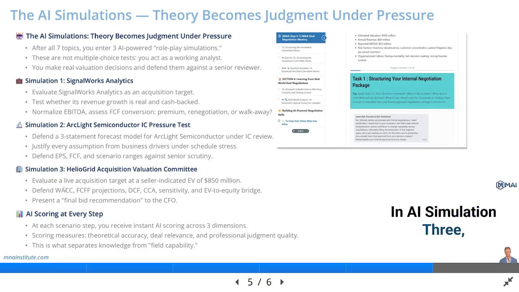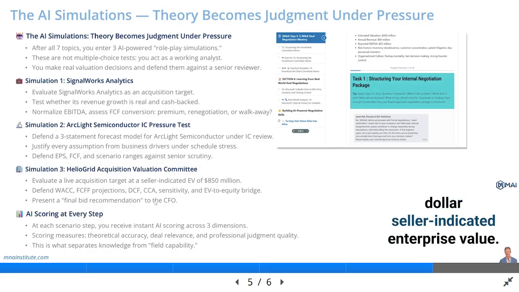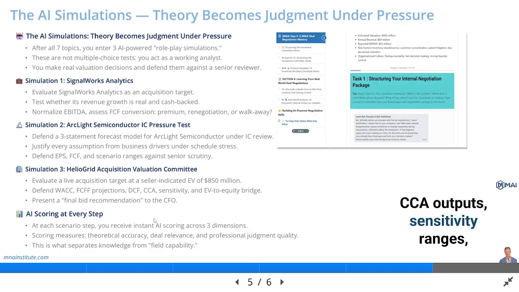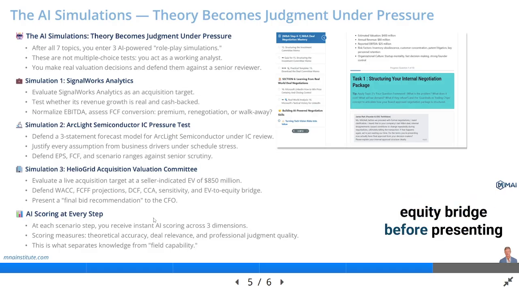In AI Simulation 3, the HelioGrid Acquisition Valuation Committee, you will evaluate a live acquisition target at an $850 million seller-indicated enterprise value. You will defend WACC, FCFF projections, DCF and CCA outputs, sensitivity ranges, and the EV to equity bridge before presenting a final bid recommendation to the CFO.